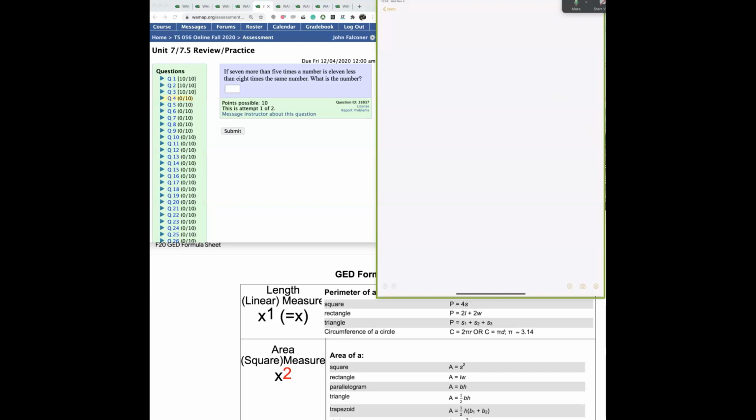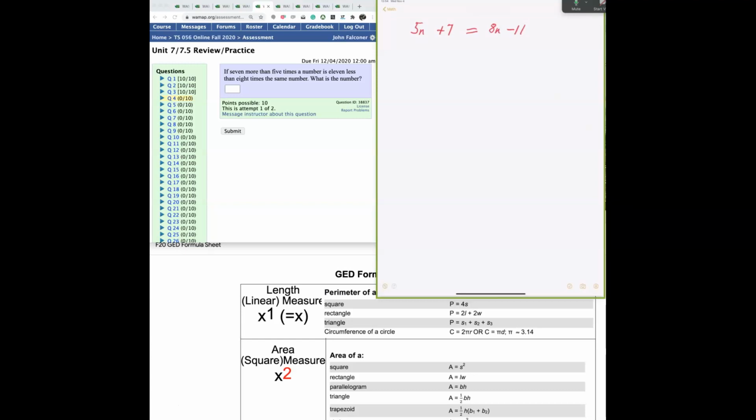7 more is adding 7, so plus 7. And then 5 times a number. So let's use n for number. So we'll write down 5 times a number. And 7 more than that is, and is or was or will be, that's always our equal sign. That is 11 less. So 11 less, we got negative 11. 8 times the same number. So let's write 8. And let's write the same letter because that represents the same number.